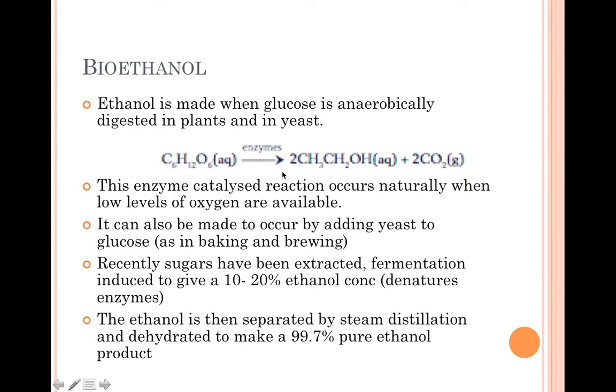And it's a reaction that humans have been exploiting for years to make bread rise, where the carbon dioxide is our useful product, and for fermentation to make beers. But we can go a bit further than that, and we can force it by extracting the sugars and concentrating them a bit more to get a much higher ethanol concentration. And then we can use a process of distillation to separate out all the stuff we don't want and dehydrate it to get rid of all the water and to get an almost pure ethanol product.